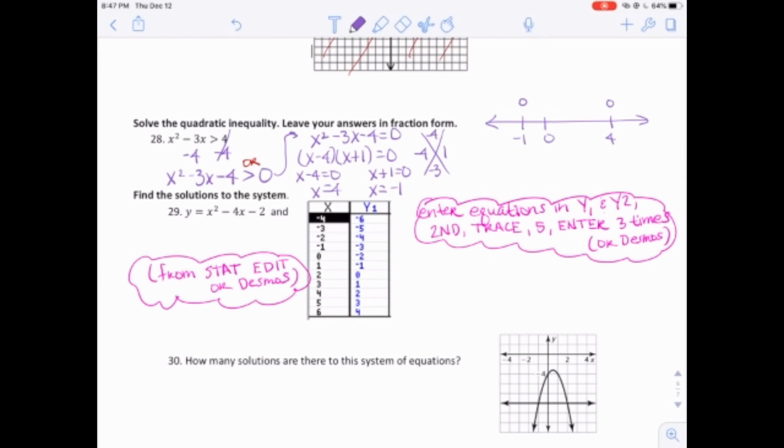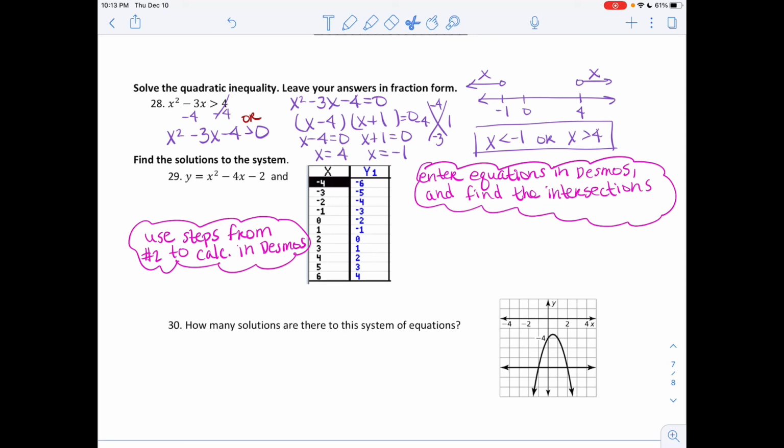I need to remember from my smiley faces back on video number 1 that these are open circles because it's a greater than or less than symbol. Because it's an or, I'm going this way, and I'm going that way. I'm going in opposite directions, meaning x is less than -1, or x is greater than 4. It's an either or, not an in between.